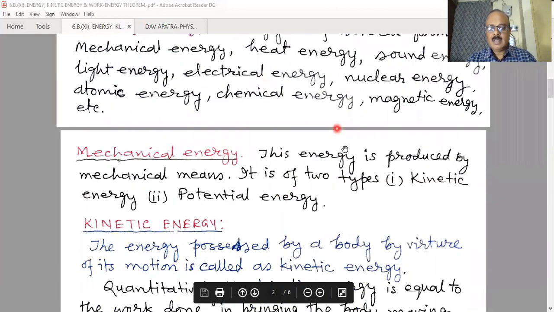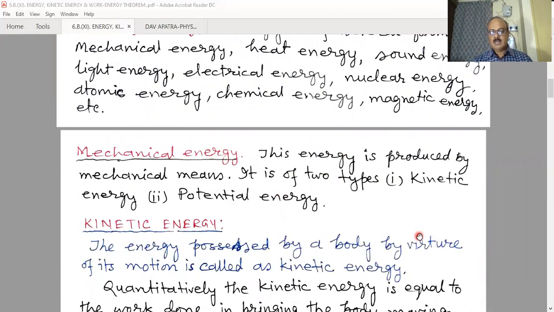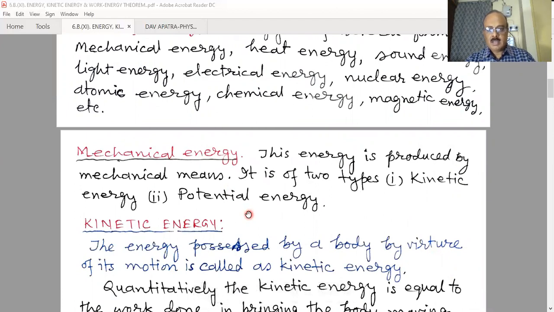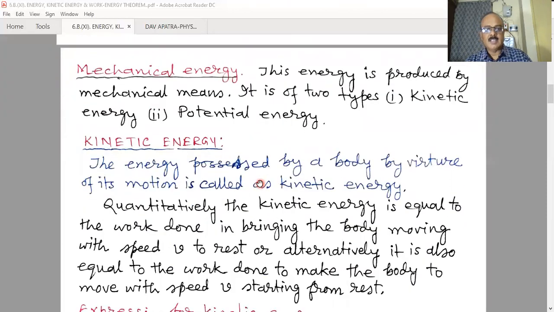But in your standard, here we consider mechanical energy in this chapter. There are two types of mechanical energy. Mechanical energy means energy produced by mechanical means. It is of two types: kinetic energy and potential energy.